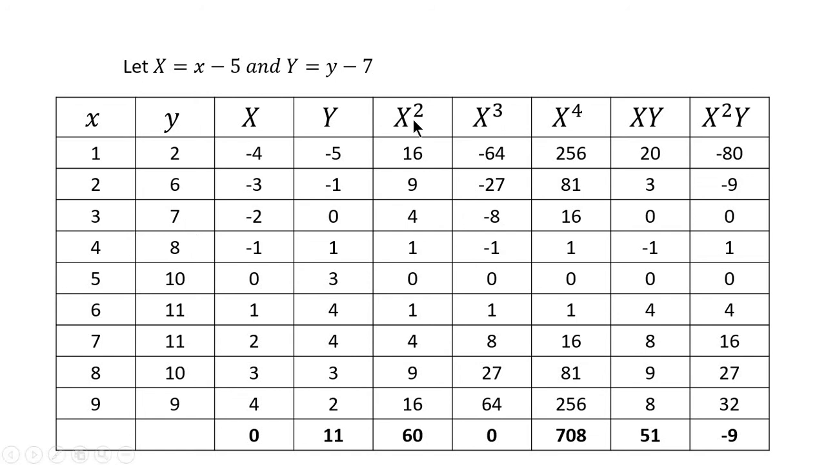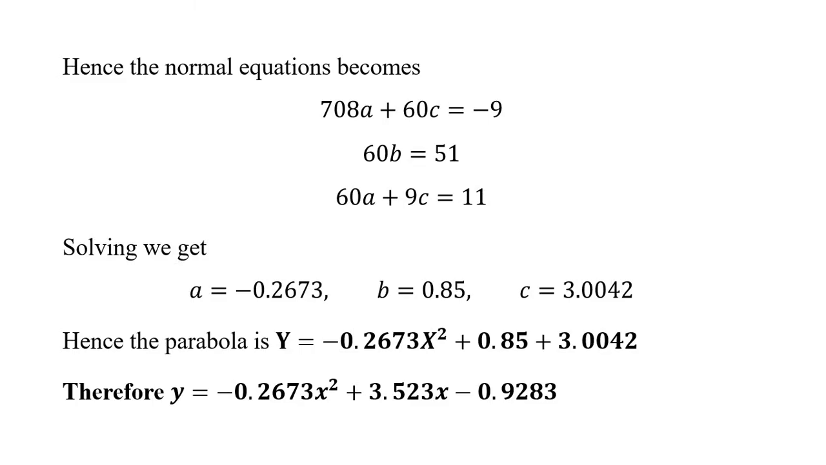Compute capital X, capital Y, capital X square, capital X cube, capital X raised to 4, capital XY and capital X square Y, and write down the totals. Substitute these in our normal equations in terms of capital X and capital Y. And then use your calculator to obtain the values of a, b, c, and then substitute in our parabolic equation in terms of capital X and capital Y, and then later convert capital Y and capital X in terms of small x and small y. Thus we get the parabolic equation.